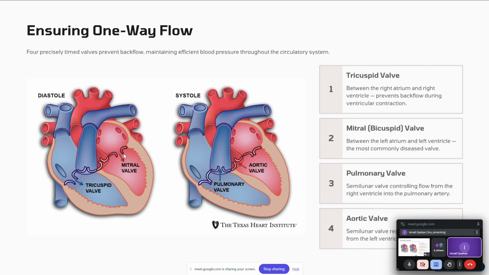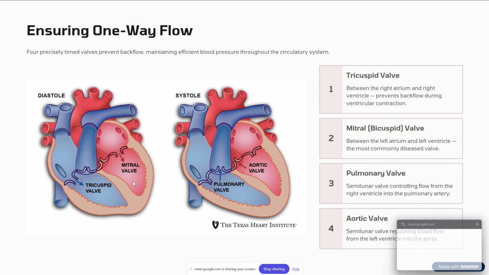So mitral or bicuspid, it is two flaps. This one is three flaps. This tricuspid is three flaps. This one is two flaps. Whenever it opens, it makes oxygenated blood flow from the left atrium to the left ventricle.